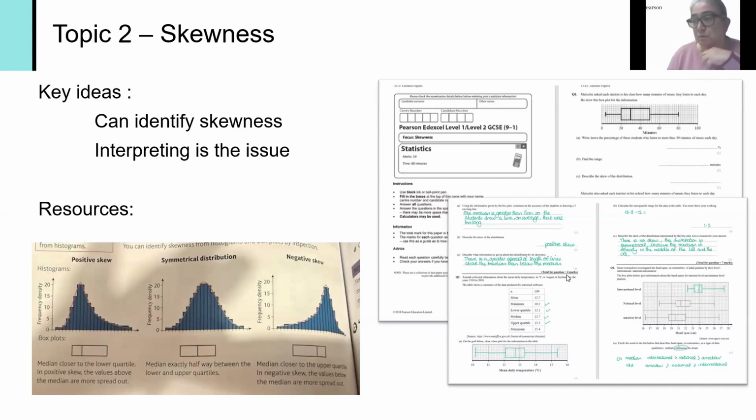Like I say, it's that interpretation. And it was interesting that examiners mentioned being too vague. So we've got to think about how we get students to, I'm not saying learn by rote, but understand what the positive skew means, what the negative skew means, and not be too vague about it.